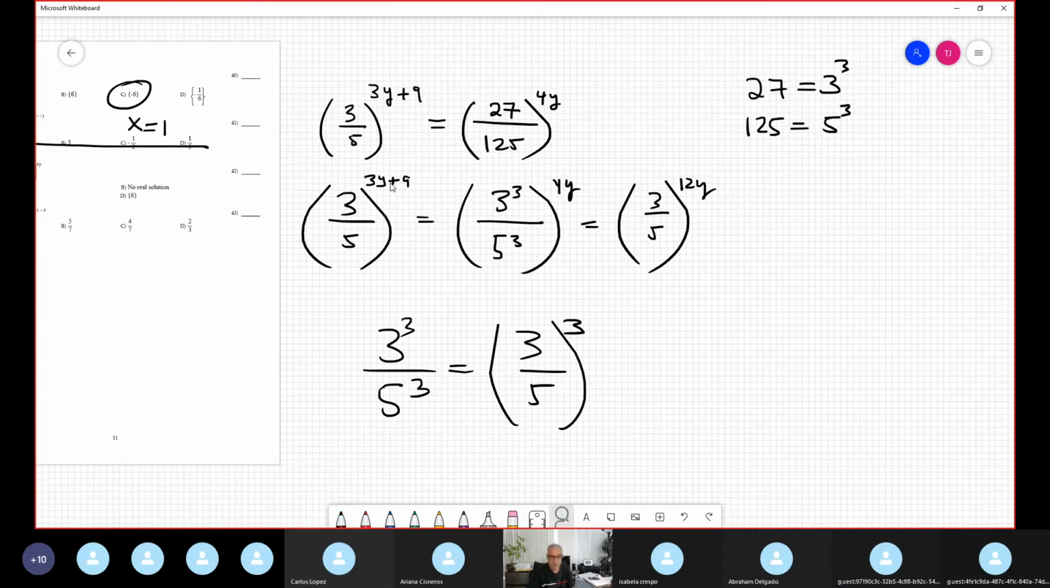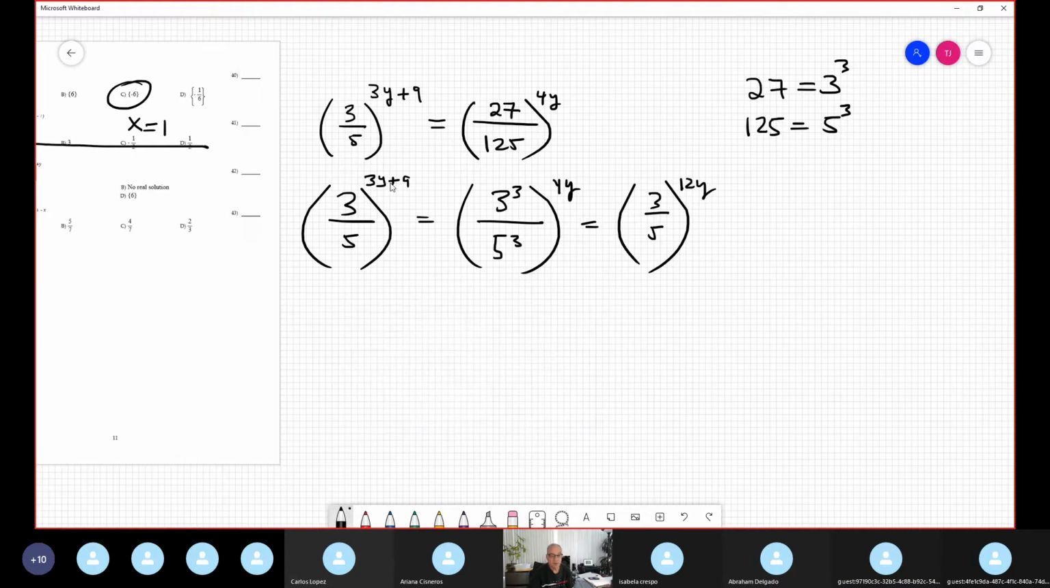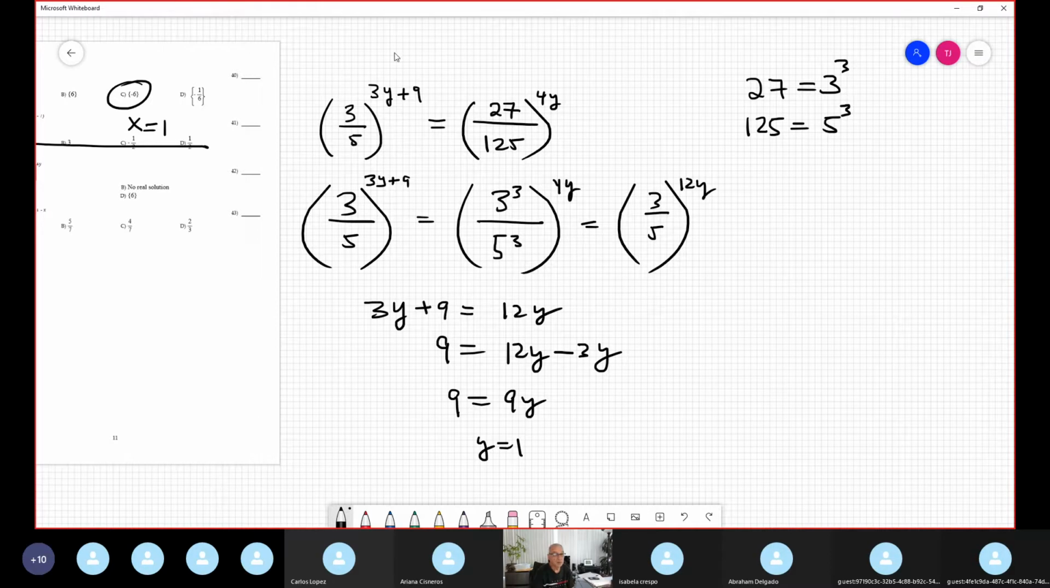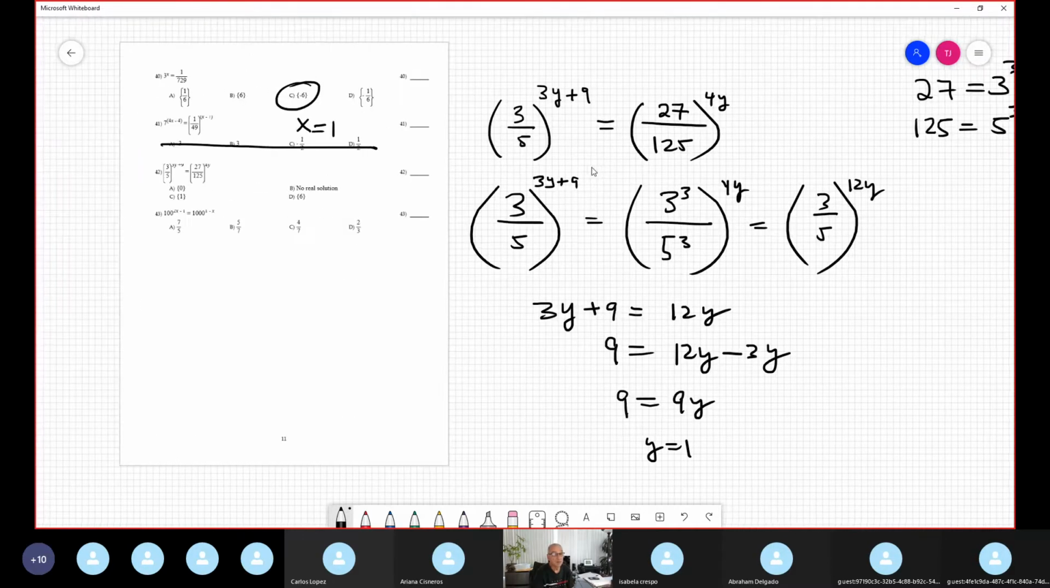Okay, super. Now it's a crucial moment in which you have the same base, therefore the exponent is the same. 3y plus 9 is equal to 12y. 9 is equal to 12y minus 3y. 9 is equal to 9y, y equals 1. Let me see if it works or doesn't work. Yeah, it works. Option C.